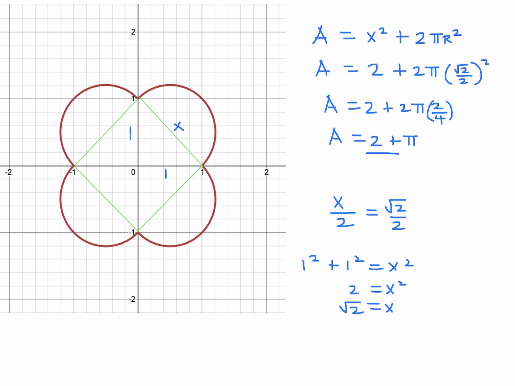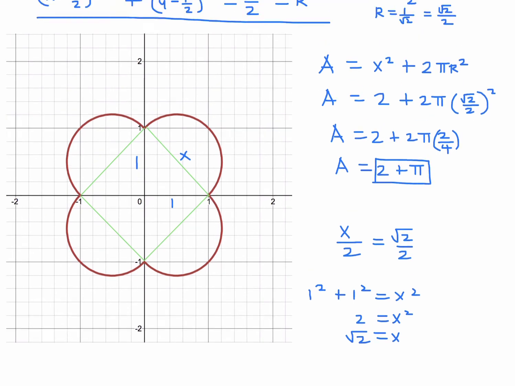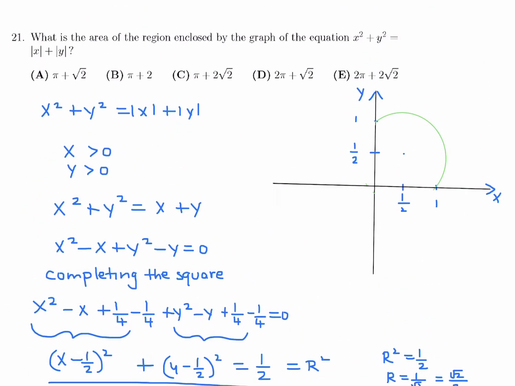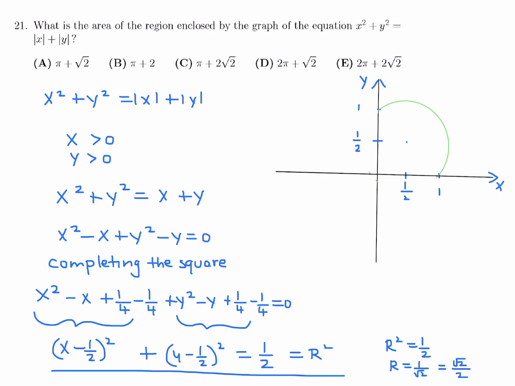So 2 plus pi. There we go. 2 plus pi is the area of the region that is enclosed by that graph. And therefore number 21, the answer is B.